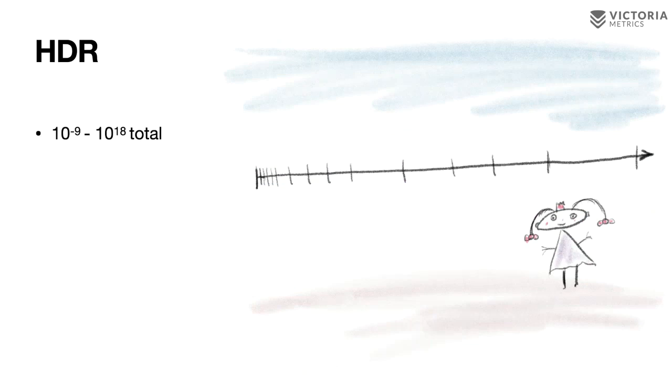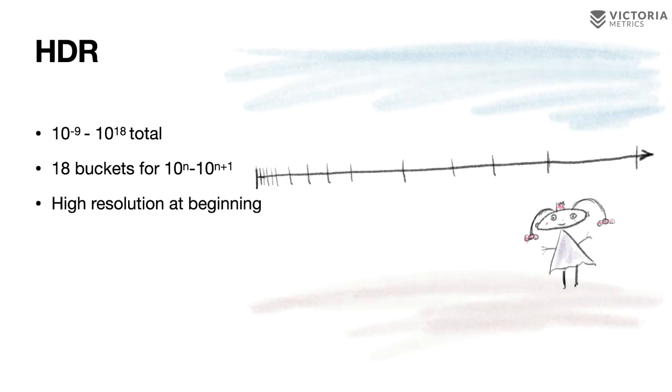HDR means you need to split all data into some big buckets, and those buckets you need to split into some smaller buckets, and smaller buckets you need to split into other smaller buckets. So Sir Alex did this splitting, and he starts from 10 in degree 18 and does splitting till 10 in degree minus 9. And each time he does splitting into 18 buckets. It was a pretty well-designed system.